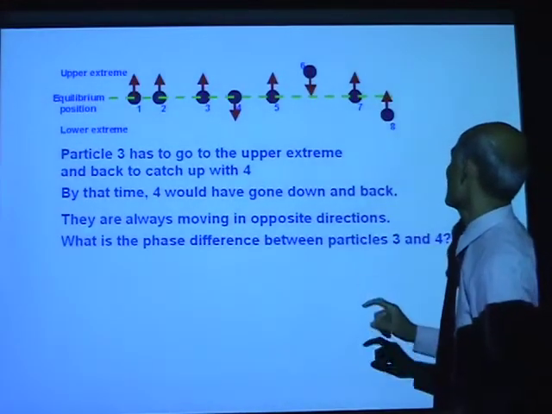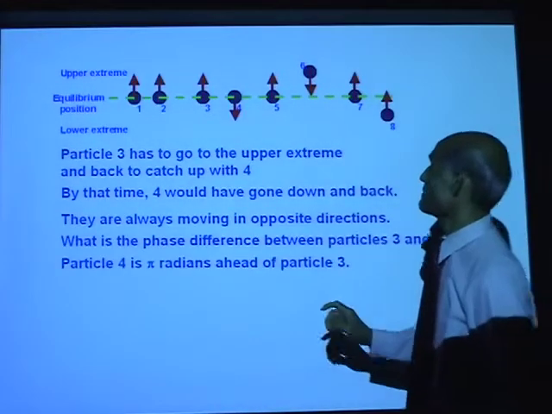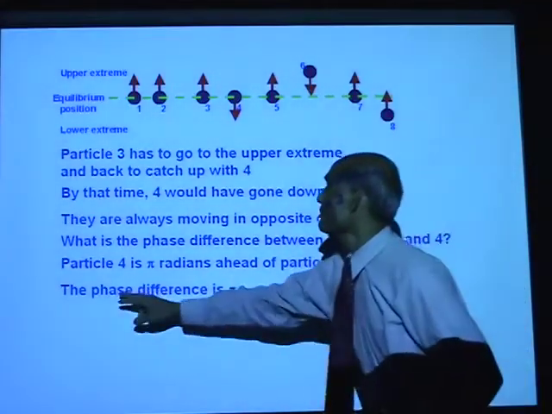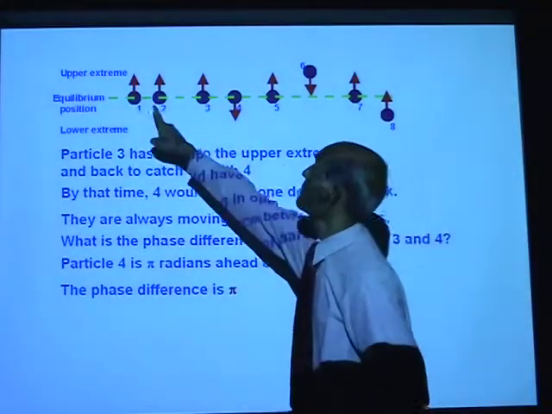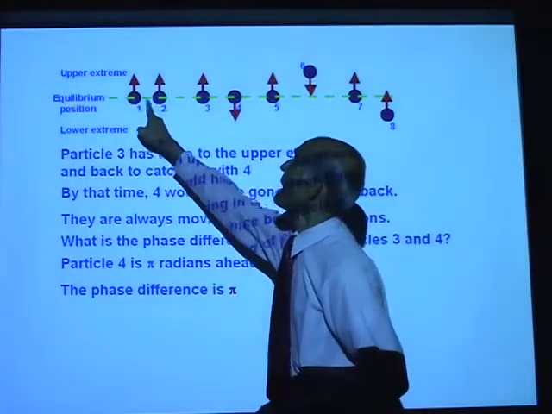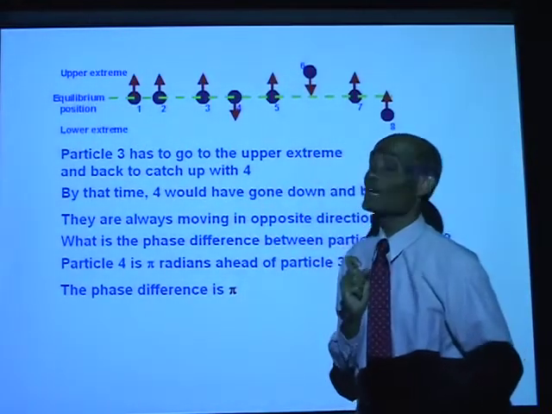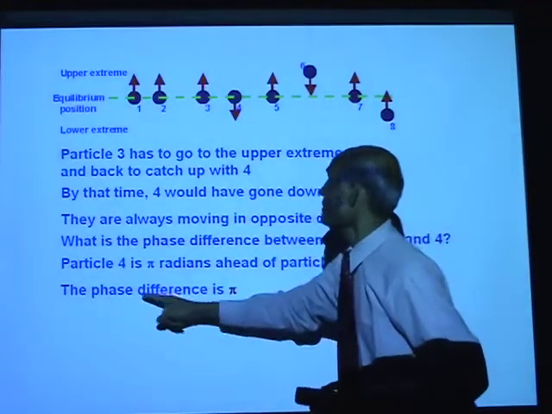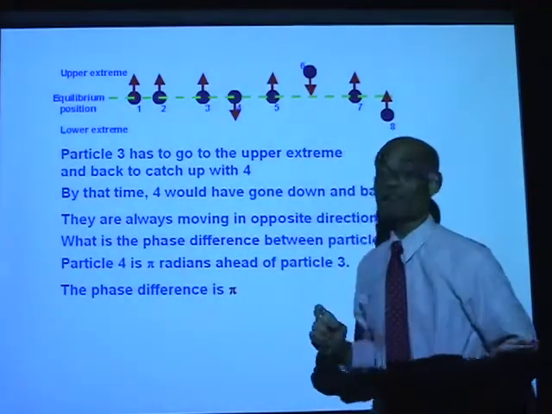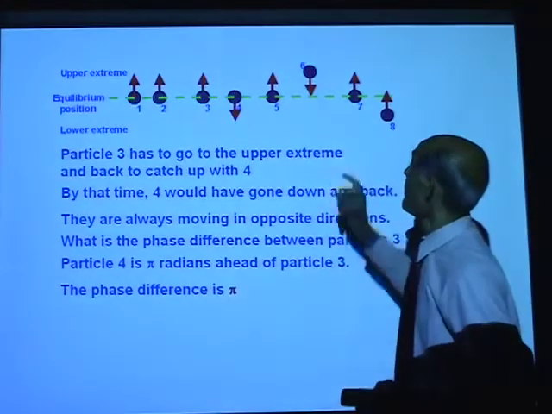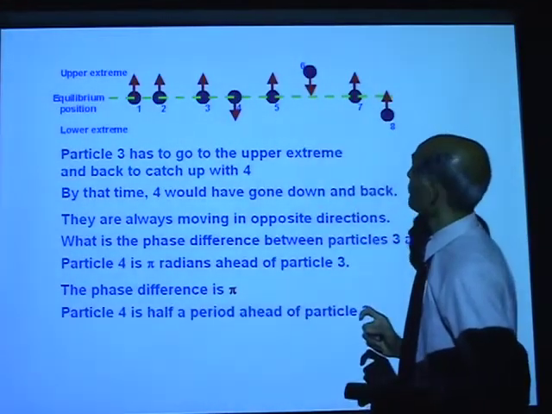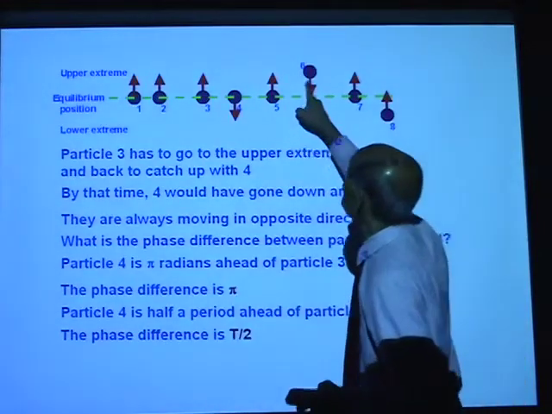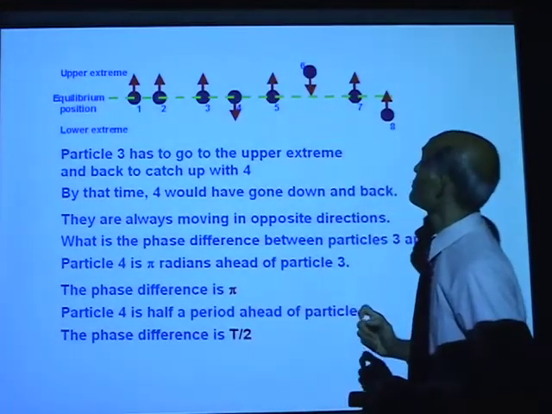We just talked about particles 5 and 6. All right, so the phase difference, let's talk about it one more time. Particles 1 and 2 are in the same phase. Particles 3 and 4 differ by phase pi. The phase difference is pi. Particles 5 and 6 have a phase difference of pi by 2.